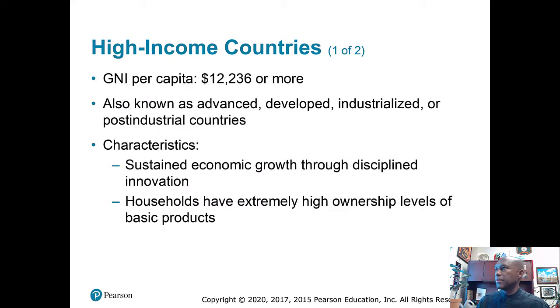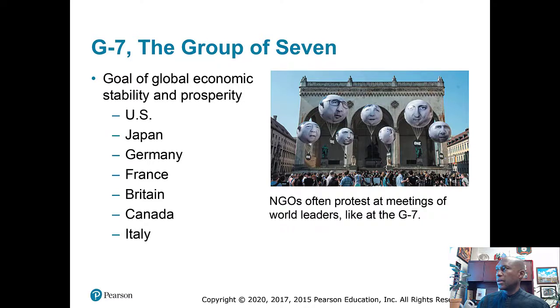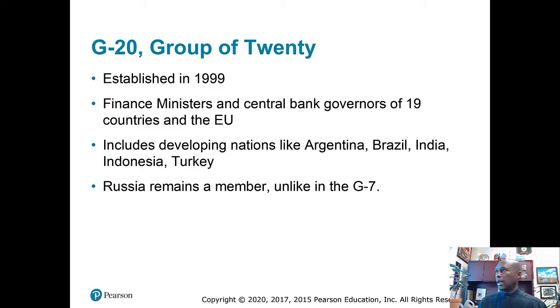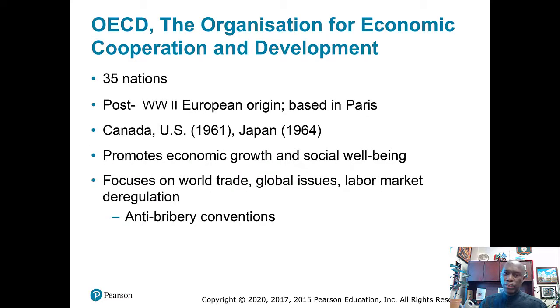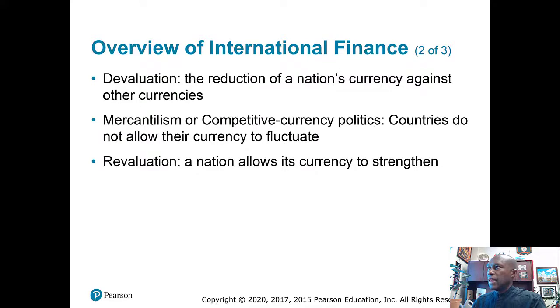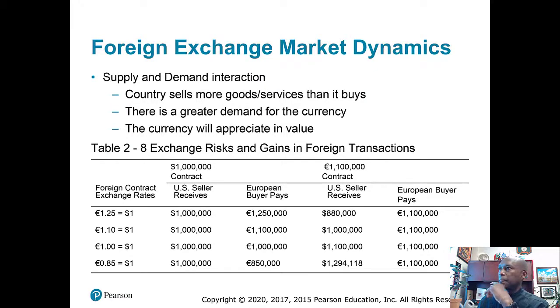All these misconceptions about how you view people in other markets, particularly in poor countries. High income, 12,000 and above, industrialized, developed, post-industrial, all these different ideas and names for this group of nations. And then the G7, which you should make sure you know. And the G8 was Russia, but they were kicked out. And now we're at the G7. G20, I mentioned the G77, and many different other concepts. But here, the balance of payments, the inflows and outflows of countries, you should be familiar with. And then there was the idea of devaluation that was mentioned, currency fluctuations.